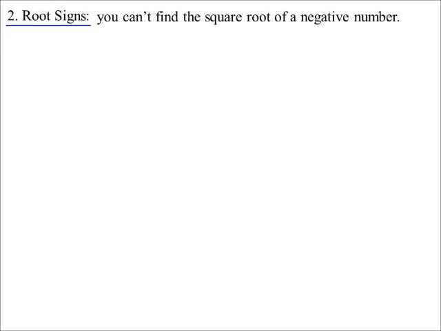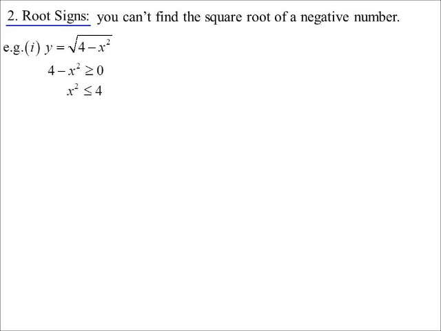Okay, root signs, so radical signs. What do we know about square roots or any even root? You can't find the square root of a negative number. So that might cause some problems. So if I have y equals the square root of 4 minus x squared, which hopefully you recognise as a semicircle. Yeah, and it's the top half because it's the positive square root. But all right, imagine we didn't know that.